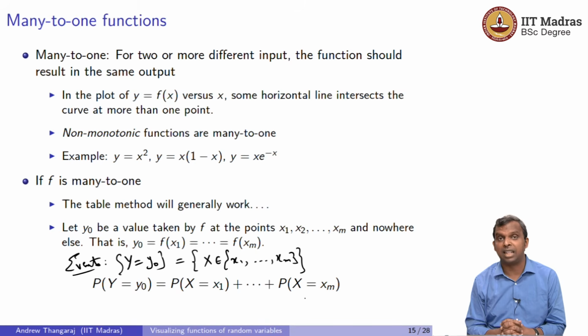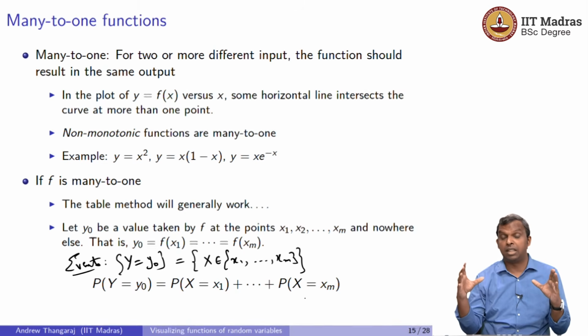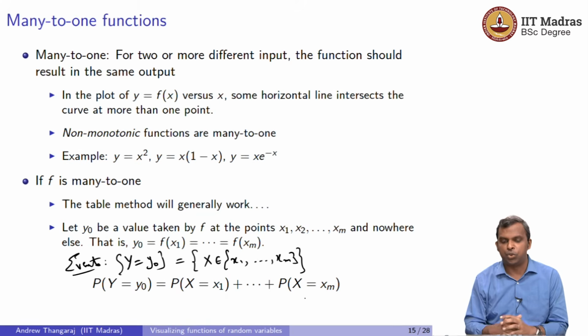So hopefully this was good. The many to one function case for one random variable, and even the one to one function case for one random variable is generally easy to do. You can also visualize it with these stem plots, which I will encourage you to try out, and then that gives you a very complete picture of what's going on.